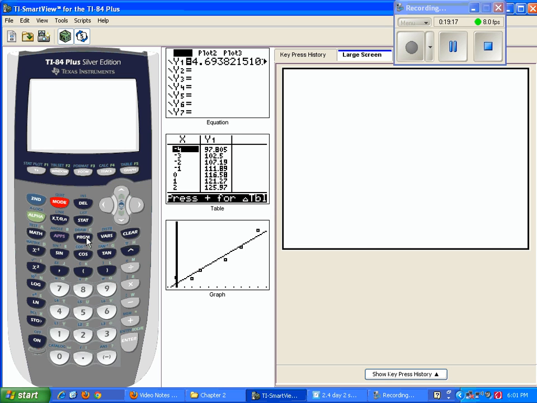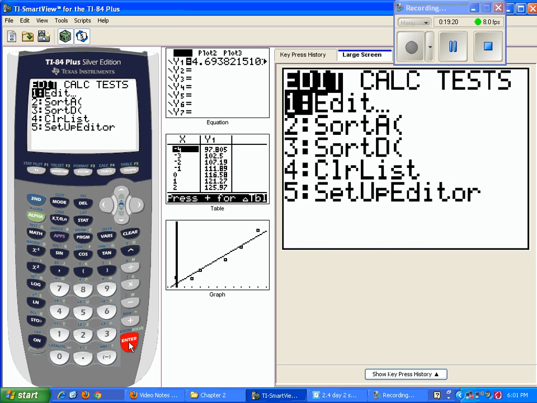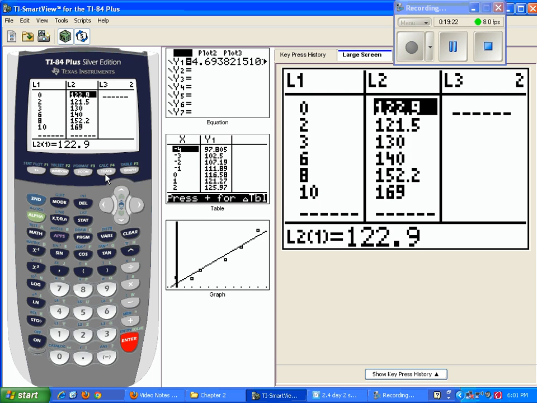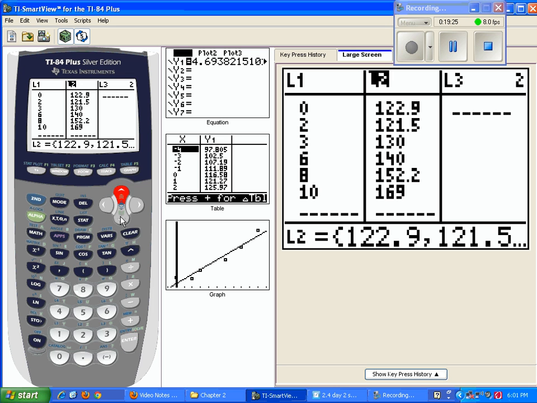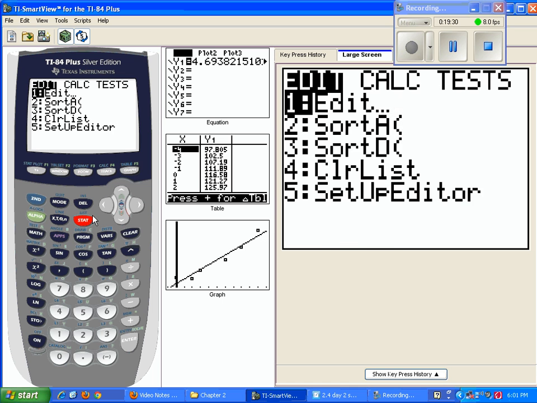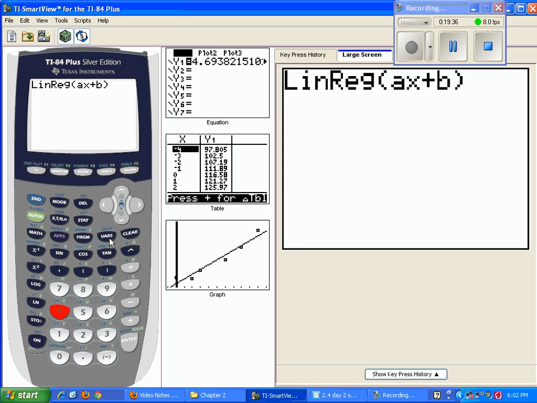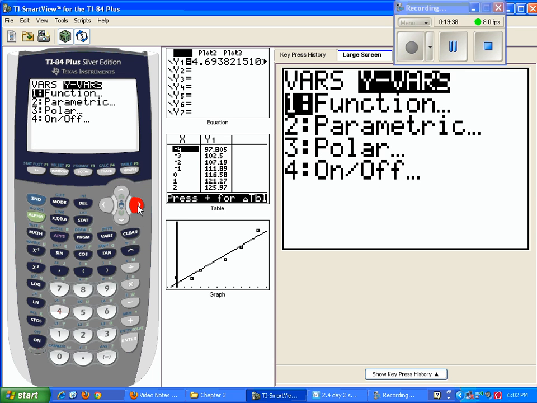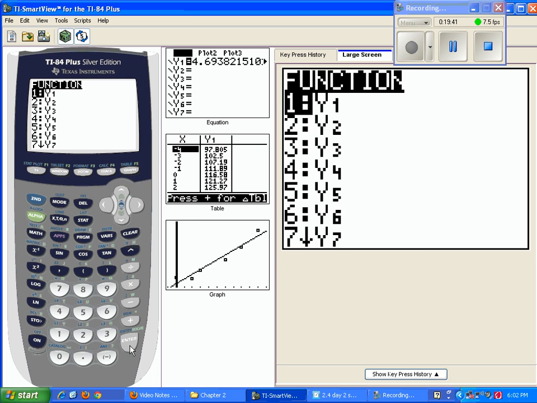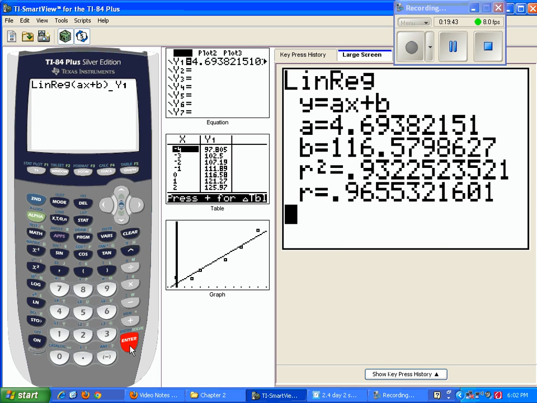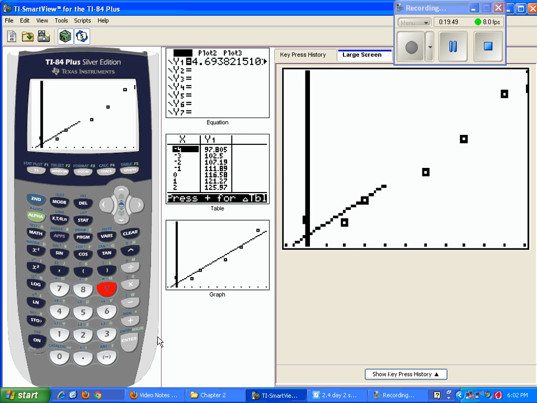So go second mode, puts you to the home screen. So first you would go to stat, enter, and enter into list 1 and list 2. To clear values out, you highlight the list, hit clear, and then down. I'm not going to do it because I'm just running through the steps. Then after that, I'm going to go to stat. I would go right over to calculate, number 4, and then I'm going to go to vars, y vars, enter on function, and enter on y1, and then enter. This puts it into my y equals, and then I would do zoom 9 because that gives me a nice stat plot. So those are the steps that you should be following when you are doing your homework.